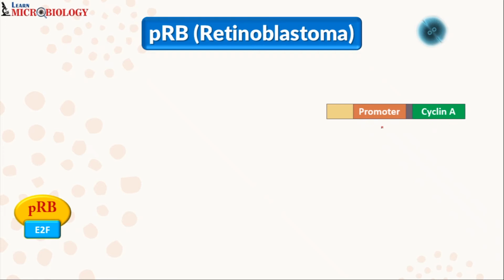Now until when is this going to happen? Until pRB receives a particular signal which says that now everything is okay, the cell can proceed to the S phase. Only then does this pRB get inactivated and can no longer bind to your E2F. Let's see how it happens here. One of the signals is cell growth in size. When the cell grows in size, the cell becomes ready for replication. What happens is, we have your pRB still bound to E2F.